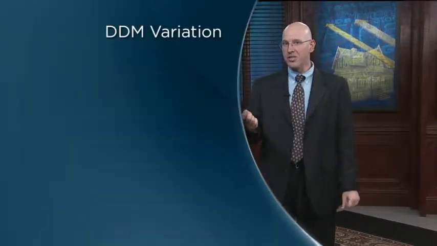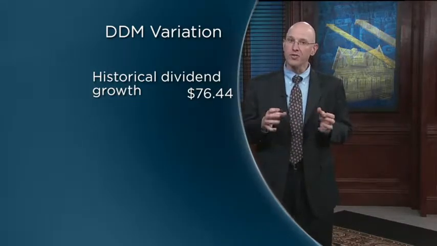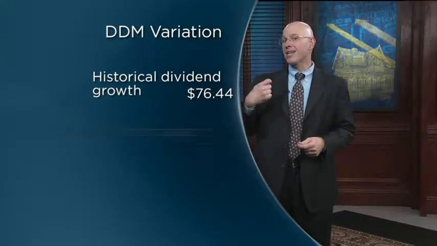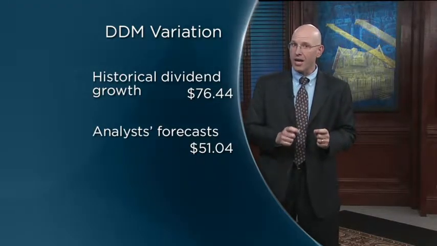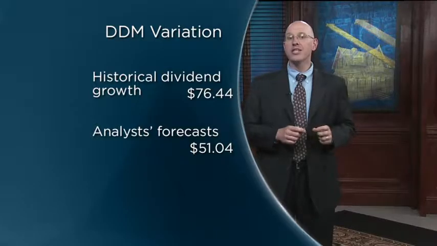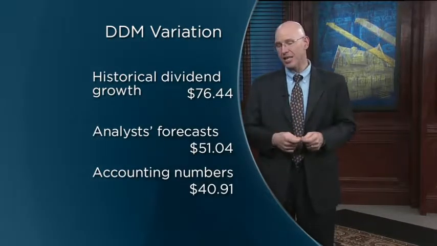What have we seen so far? Well, confusion for one thing. Let's quickly review what the three prices we came up with were. When we used historical dividend growth to get G, the share price we came up with was $76.44. When we use analysts' forecasts of EPS growth, we estimated a price of $51.04. And using accounting numbers, we formed an estimate of $40.91.